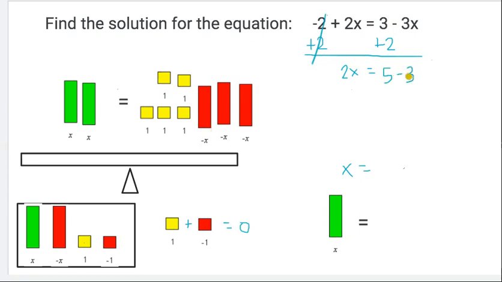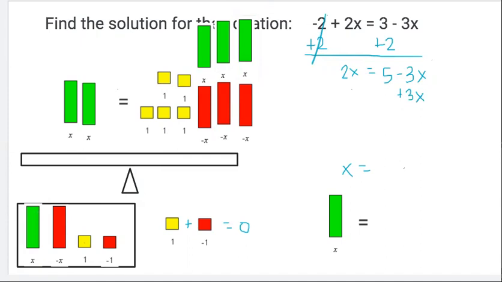minus 3x. Okay, I have my green ones here, but I also have red ones here, and I need to get rid of these red ones first before I look at the green. So let's get rid of the red ones. Remember, 1 red and 1 green also equals 0. Positive x and negative x will equal 0. So I'm going to put 3 green ones on the right-hand side. 1, 2, 3. So I add 3x to the right-hand side.